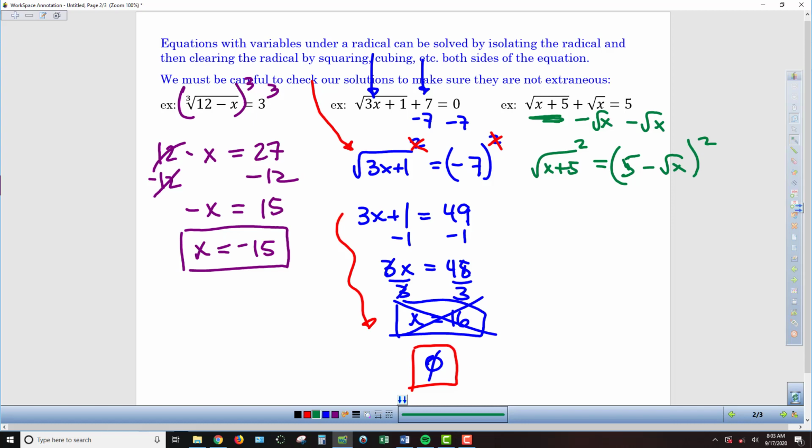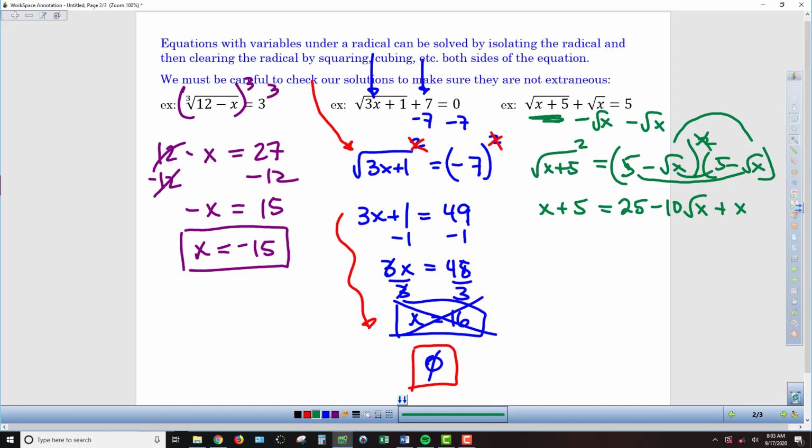So on this left side, I have x plus 5. The square and the square root cancel each other out. On the other side here, I'm going to have to FOIL, so I'll write out a second 5 minus root x. And so I've got 5 times 5 is 25. I'm going to have a negative 5 root x and another negative 5 root x. Those are going to combine to make negative 10 root x. And then I've got a negative root x times a negative root x, which is going to give me a positive x, since the square roots will just cancel each other out. So now I've successfully eliminated one of the square roots.